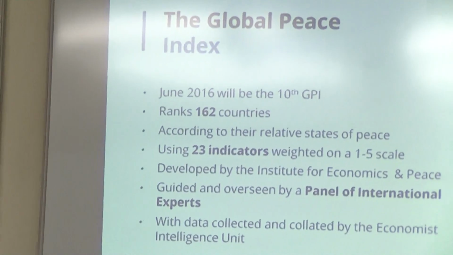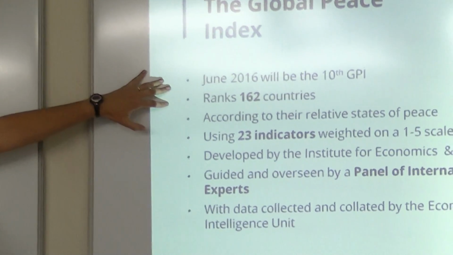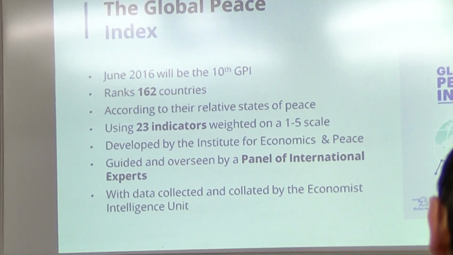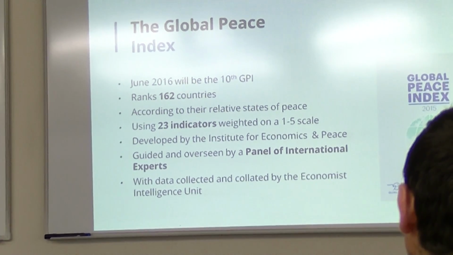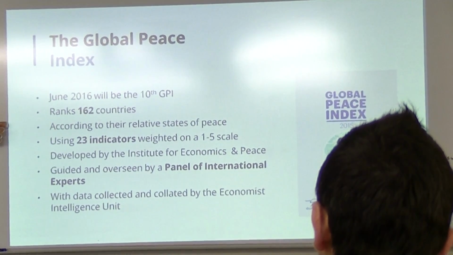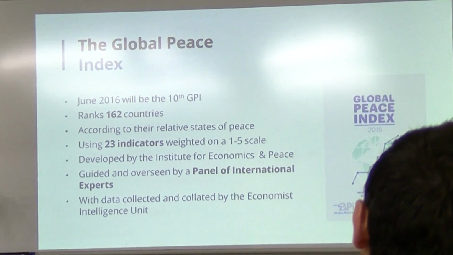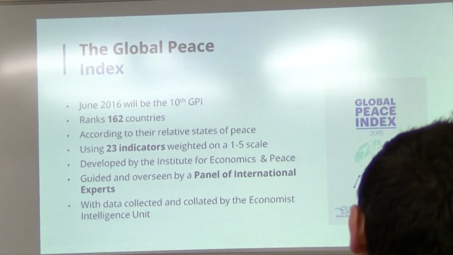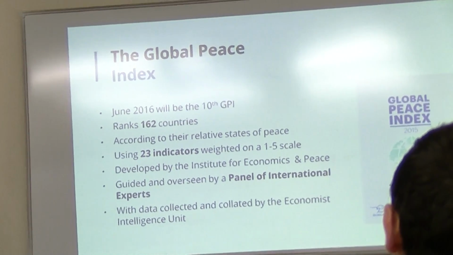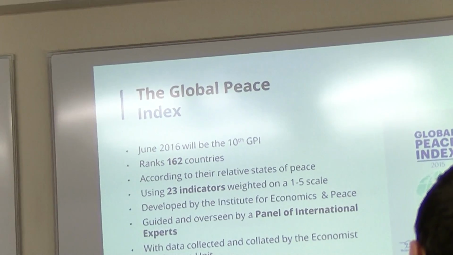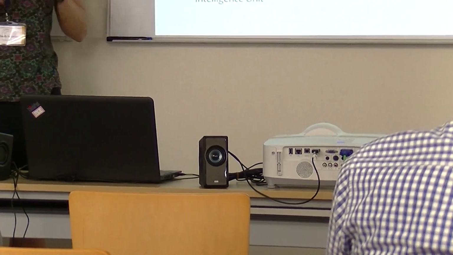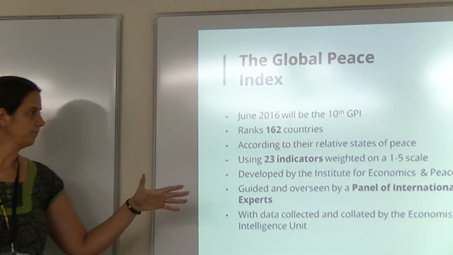Okay. So this, like I said, this index started in 2008, and it's released annually every June. So it's actually being released next week, extremely exciting. So the 2015 version will be released. Like I said, it ranks 162 countries according to the relative states of peace. And the measurement is calculated using 23 different indicators. And I'm just going to give you a brief introduction of them. And it's weighted on the 1 to 5 scale. Okay, so countries that are the most peaceful are the 1.